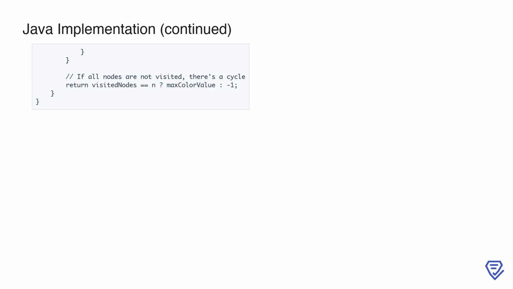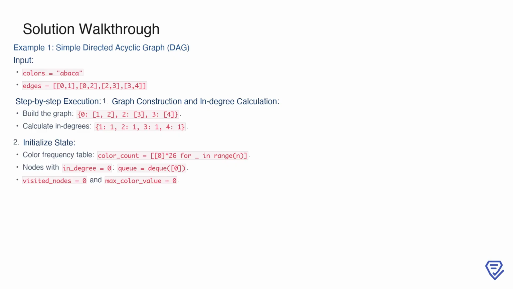problem. In this example, we are given a directed acyclic graph with nodes representing colors and edges representing directed relationships between these nodes. The input specifies the colors as "abaca" and the edges as pairs of nodes, such as 0, 1 and 0, 2. First, we construct the graph representation using the edges. This gives us a mapping where each node points to its neighbors. For instance, node 0 points to nodes 1 and 2, while node 2 points to node 3, and so on.